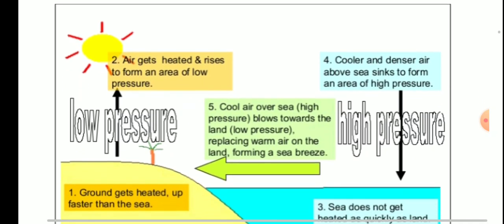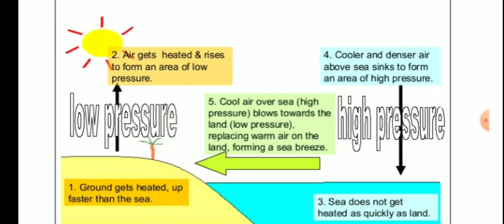Now you can see that the ground is getting heated up faster than the sea. So the air also gets heated up and rises to form an area of low pressure. Why does the air rise up? Because it becomes lighter, since things expand on heating. Similarly, the surface over the sea does not get heated as quickly as land, so the air is comparatively cooler there, and so it is denser and heavier, so it does not go up.